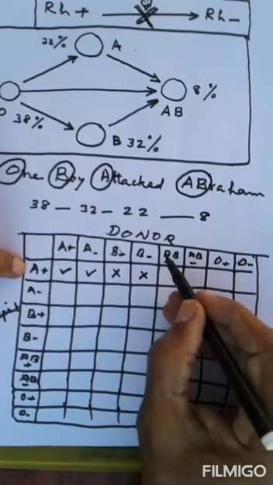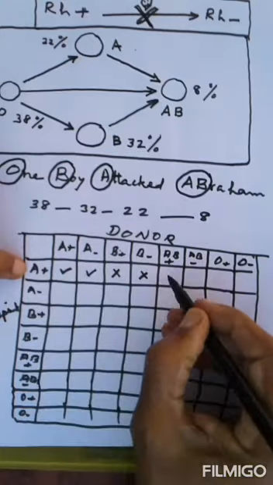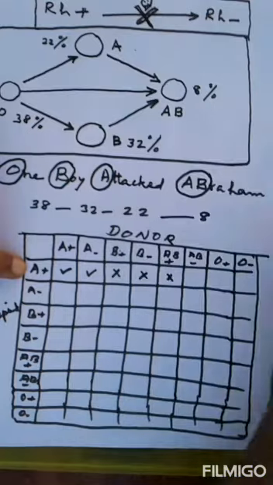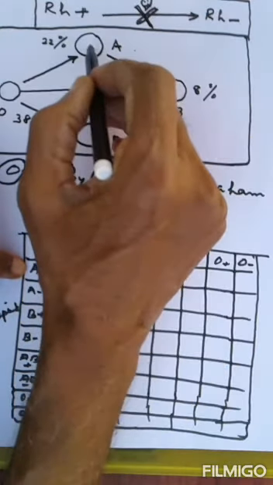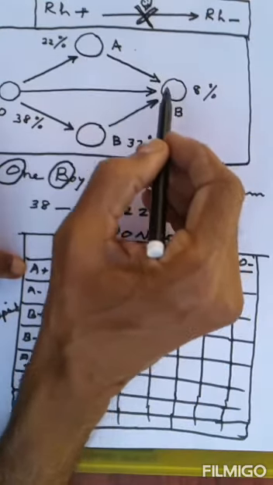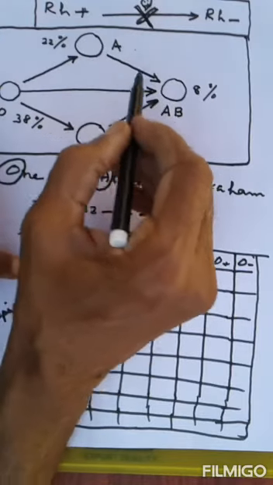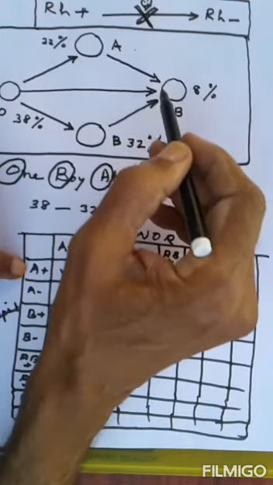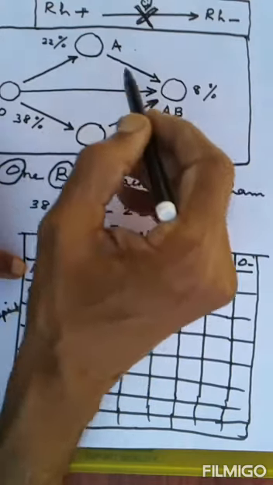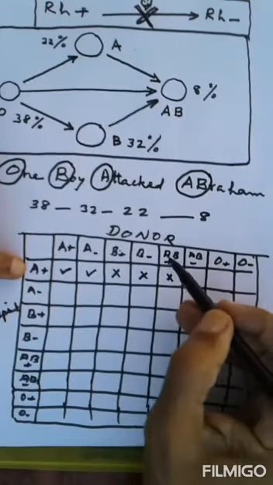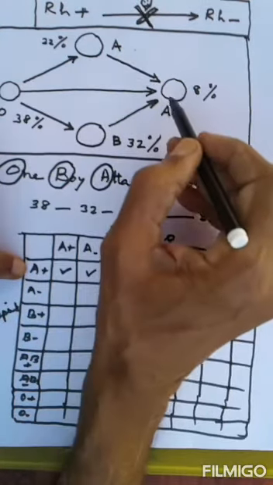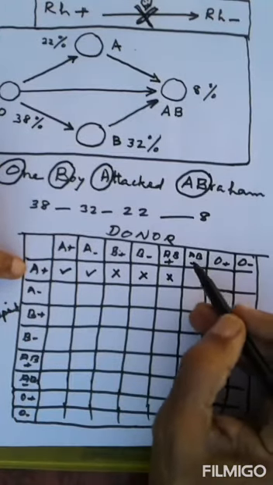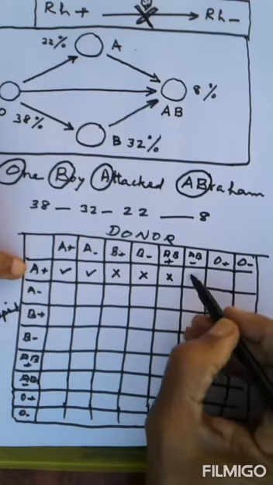Then AB to A, that also is not possible. Why? AB is here on the right hand side. AB to A is not possible because it is the reverse direction. There is no reverse gear for the system. So, reverse system is not applicable. It is not allowed. So, AB to A is not allowed. Here also AB to A, not allowed.